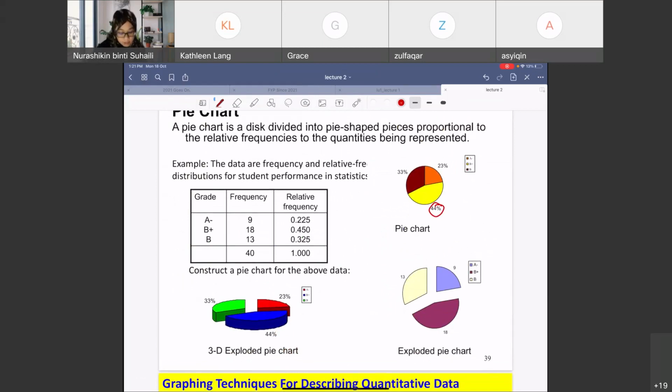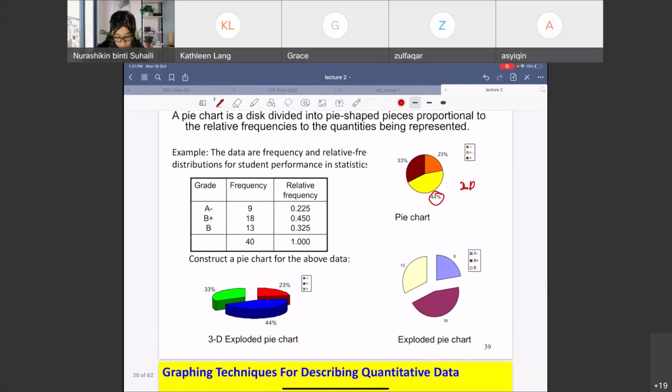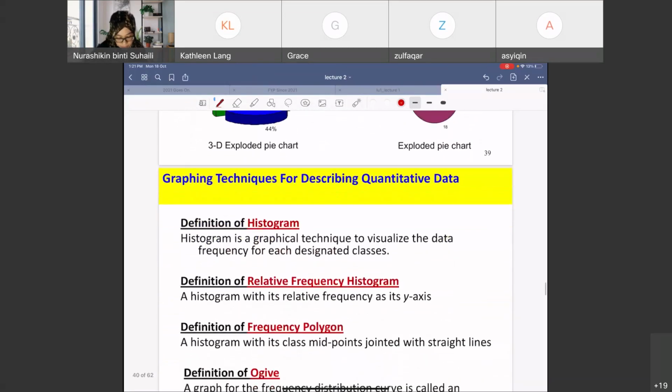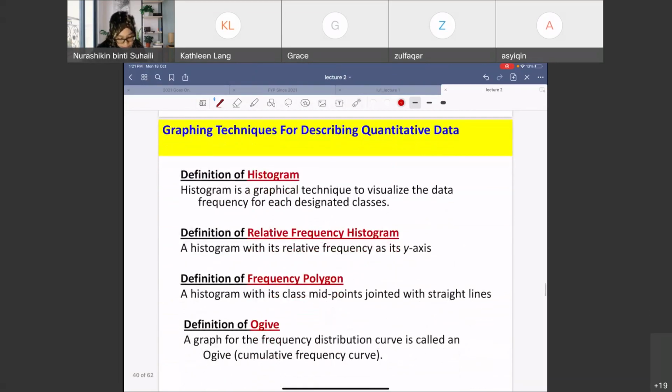Sometimes we have this, which is 2D, two-dimensional. This one is a 3D, three-dimensional pie chart. It's just about making it more attractive. Maybe people use 3D or an exploded pie chart. It's just different formats of it.